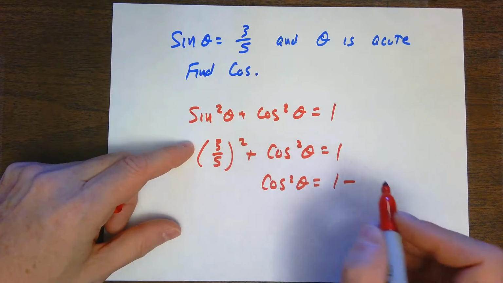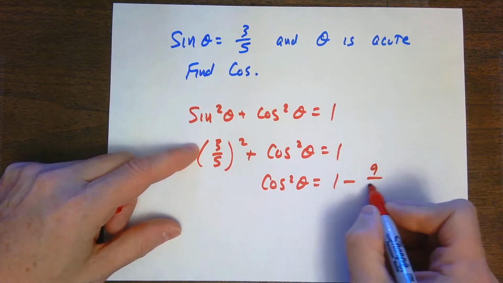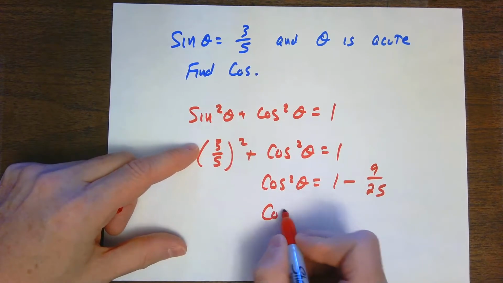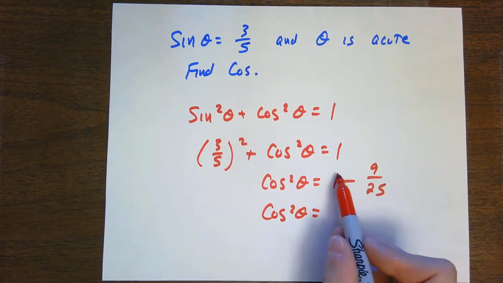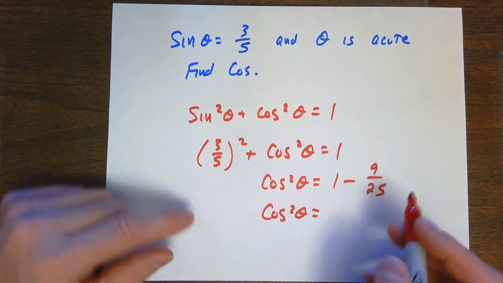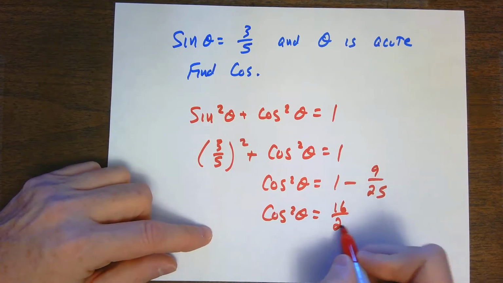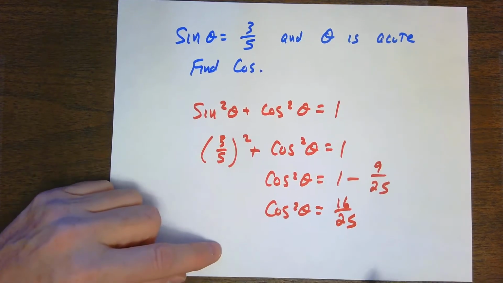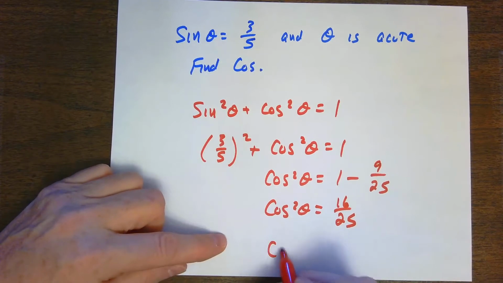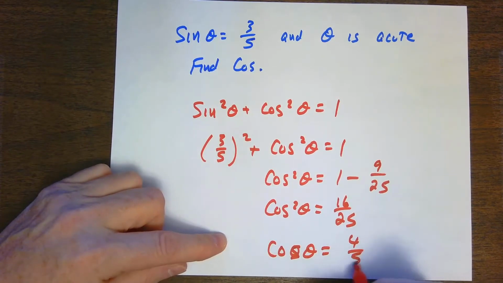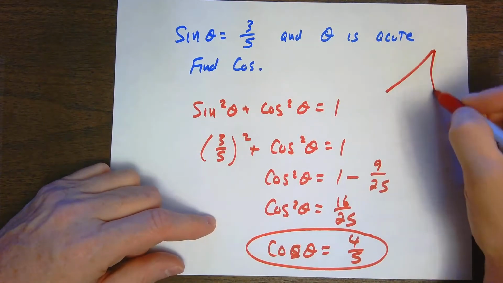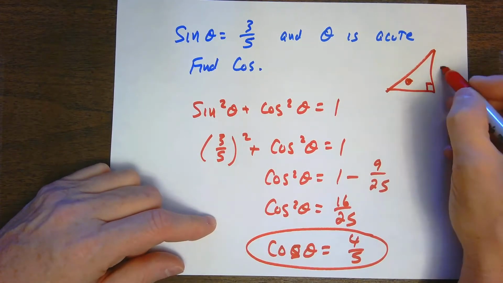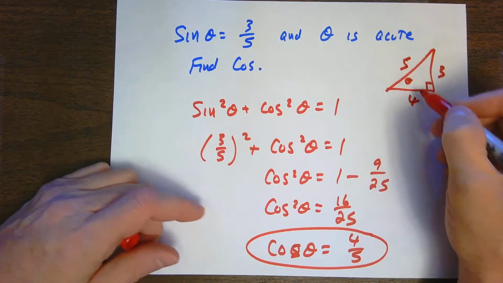is going to be 9/25. So the cosine squared equals 1 minus 9/25. 25 over 25 minus 9 over 25 is 16 over 25. Take the square root of both sides, and the cosine equals 4/5. There's my answer. And of course, if we had done the triangle here, we would have seen this is a 3, 4, 5 triangle.